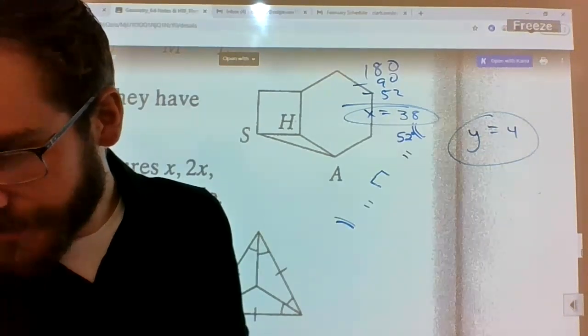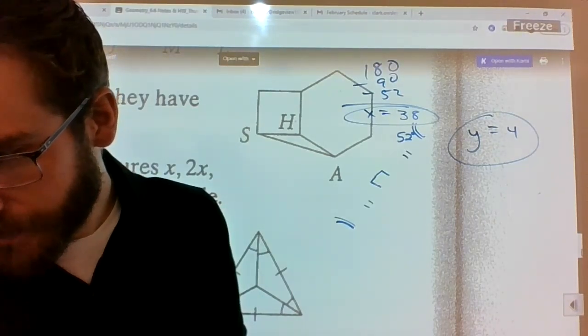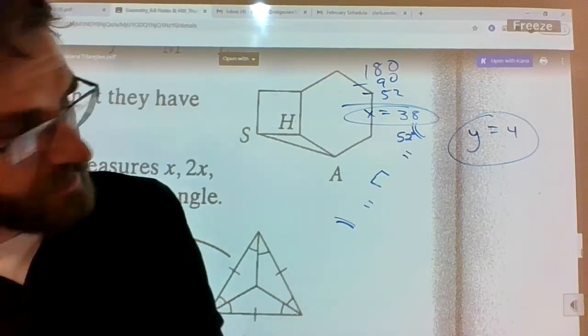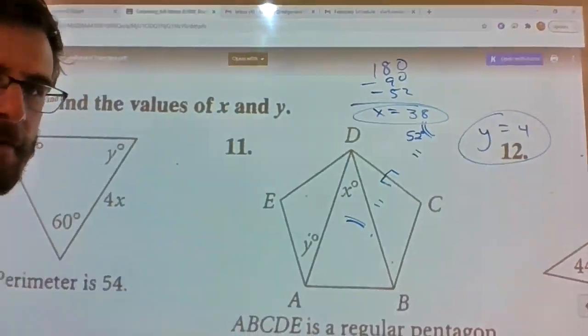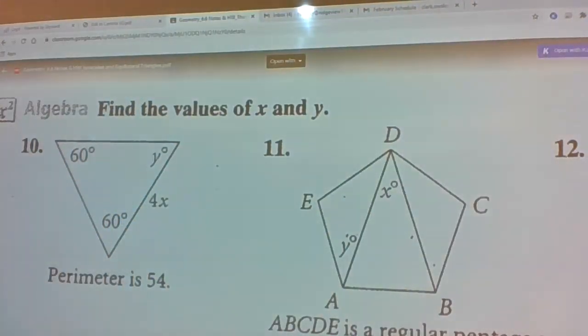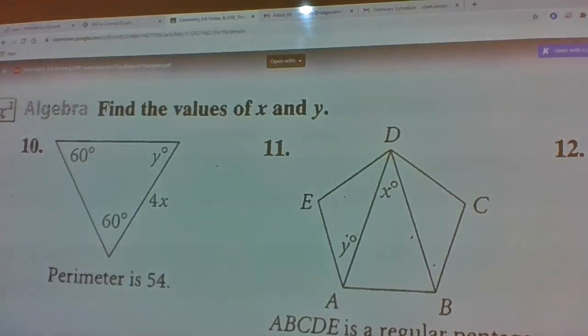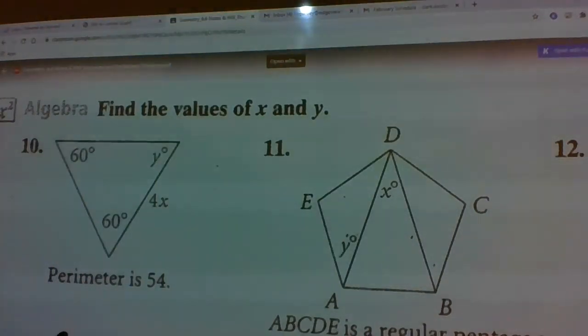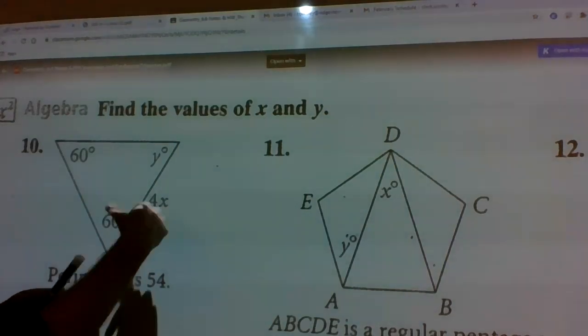So if you look at number 10, it says the perimeter is 54. What's the value of x and y?